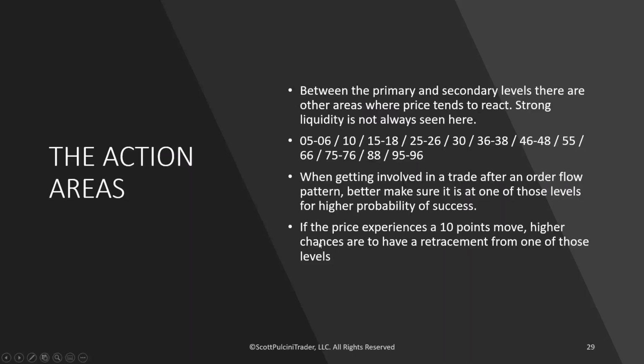So if we see a price experiencing a 10 points move higher, chances are to have a retracement from one of those levels. For example, if you see price go all the way from 10 up to 20 in one move, and you see a peak in volume around 20, signaling an absorption, that's where you've got a 10-point move, you've got an absorption, you've got your level.